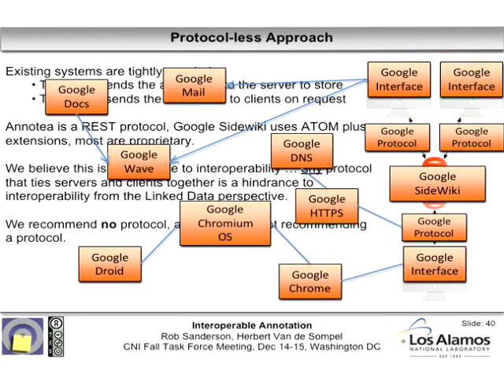I know what you're thinking. So here's the Google model, right? You've got your Google interface. It talks the Google protocol to the Google Sidewiki servers. It stores them. Other Google clients come in, talking the Google protocol to the Google Sidewiki. And you could be doing it on your Google Droid phone, which runs the Google Chromium OS, and Google Chrome for the browser, which runs over Google HTTPS and uses the new Google DNS, et cetera, right? This is the lock-in proprietary model, as much as Google claims it's open. The scary thing is I didn't actually need to invent any of these things. These are all totally real.